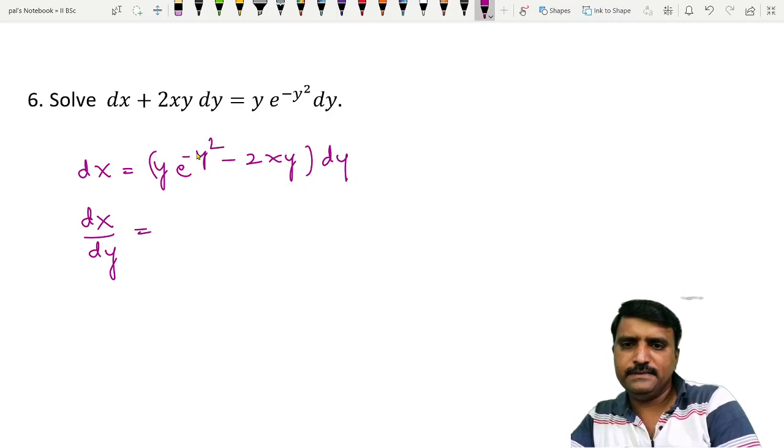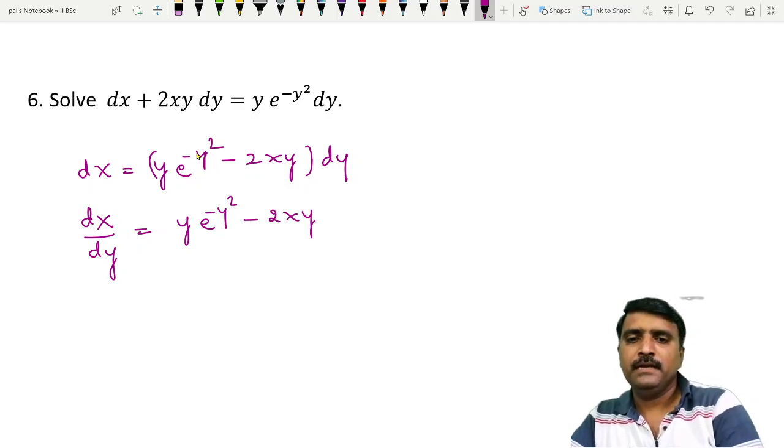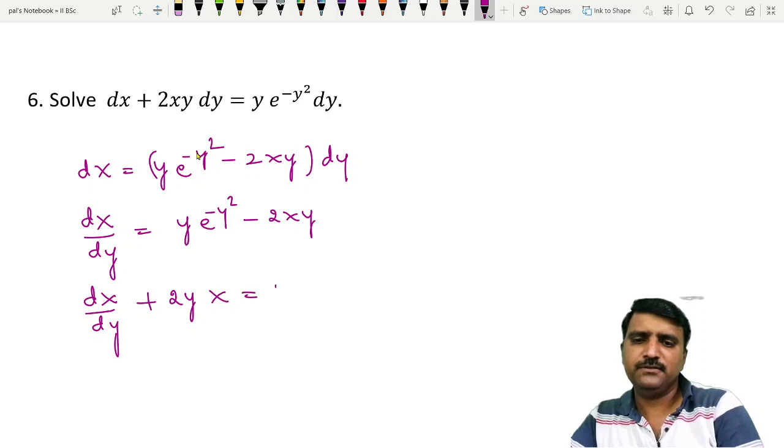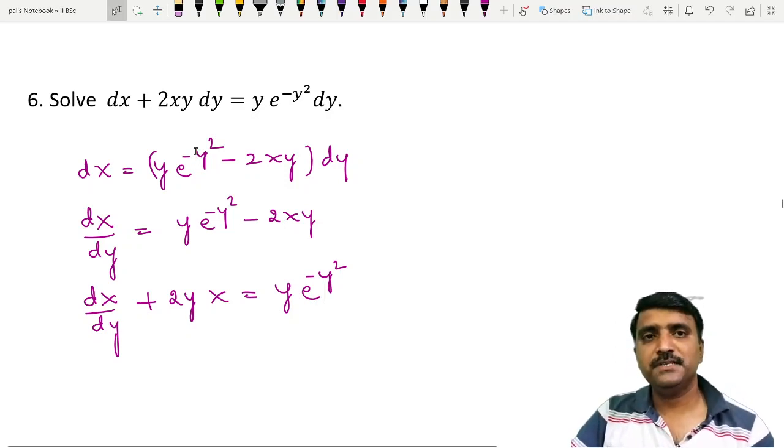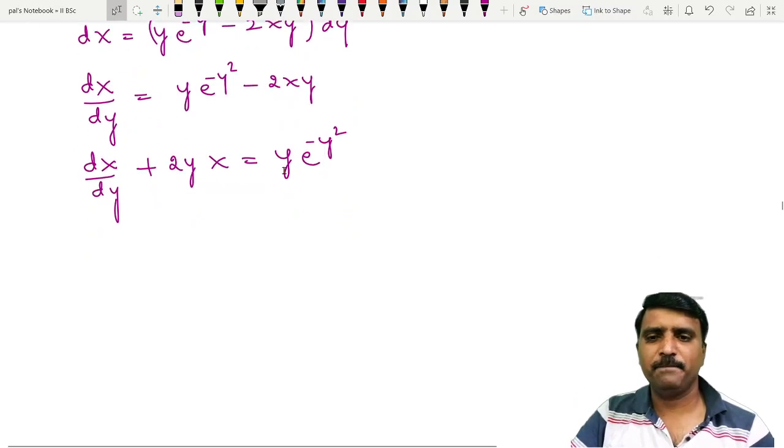dx by dy is equal to y into e to the power minus y square minus 2xy. Take this x term to left hand side. dx by dy, take this term to left hand side, so it becomes plus 2y into x is equal to y into e to the power of minus y square. Definitely it is a linear differential equation and it is linear in x.